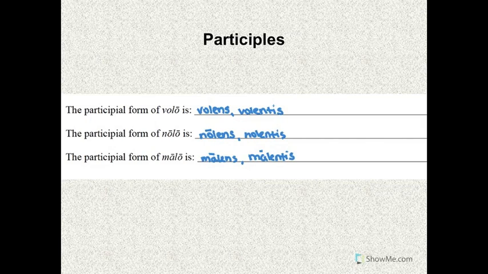Okay, that's our lesson on the compounds nolo and malo. I do not want you to forget these, and I prefer that you practice them frequently.